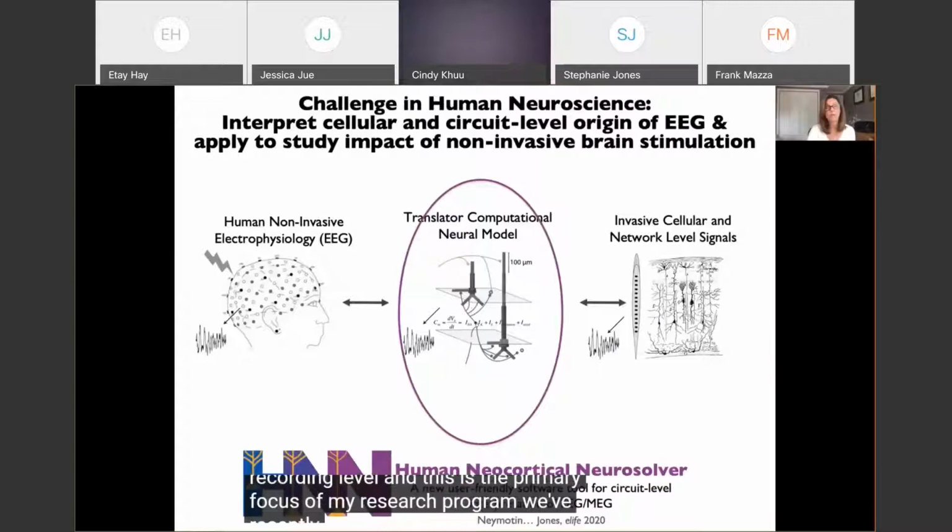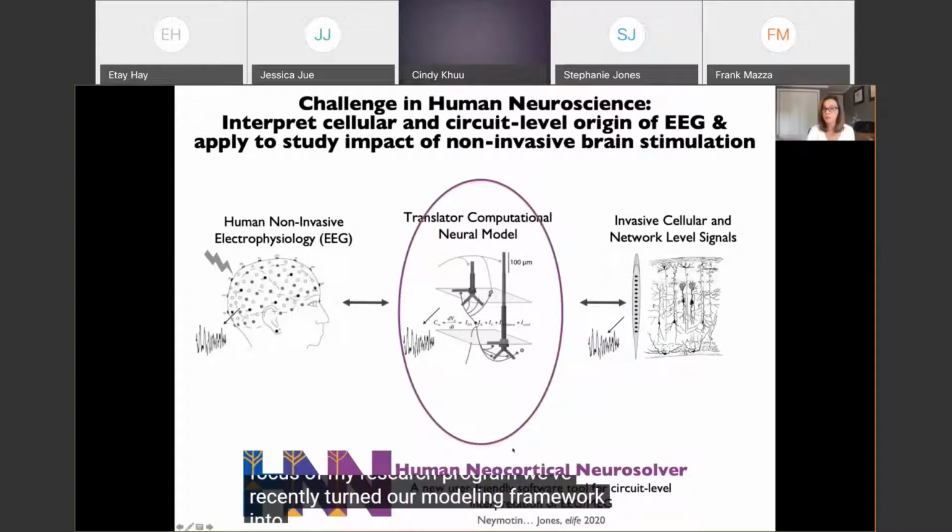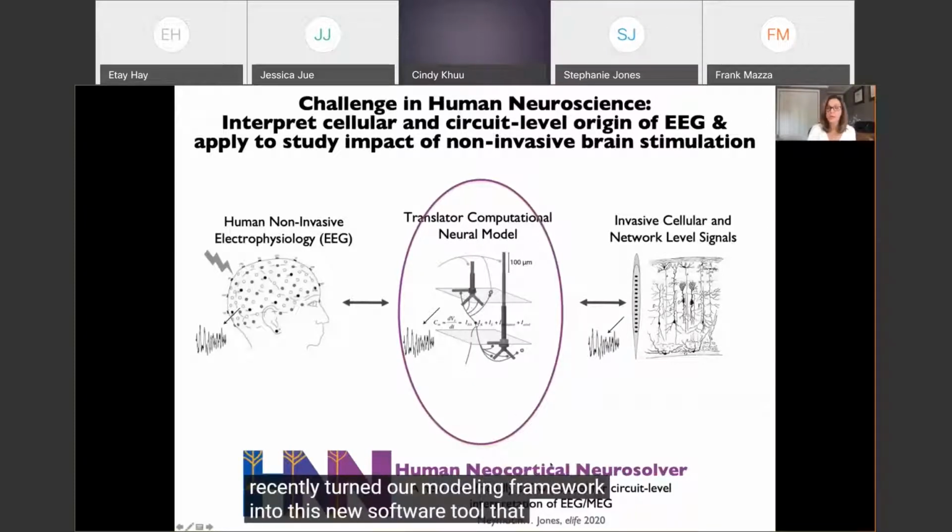We've recently turned our modeling framework into this new software tool that we've designed for clinicians and researchers to begin to develop and test hypotheses on the circuit origin of their human EEG or MEG data. And we're calling it Human Neocortical Neurosolver, or HNN for short.